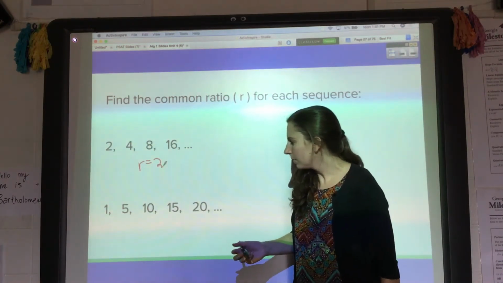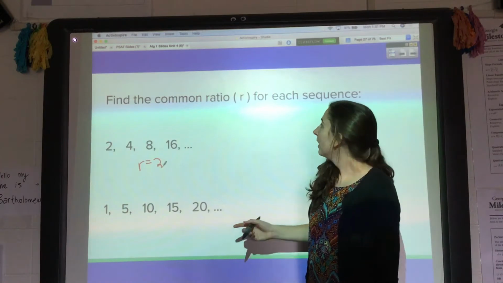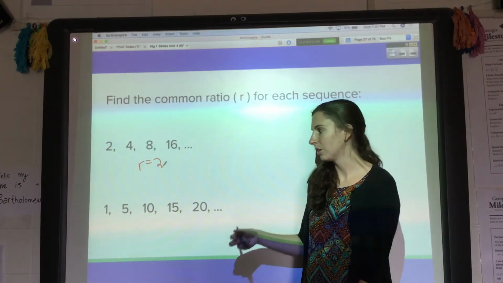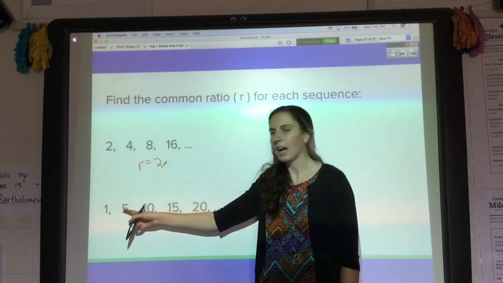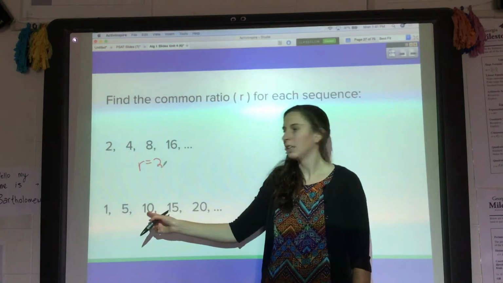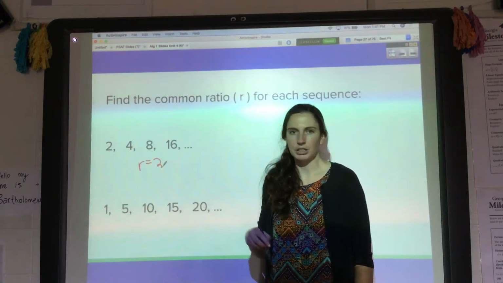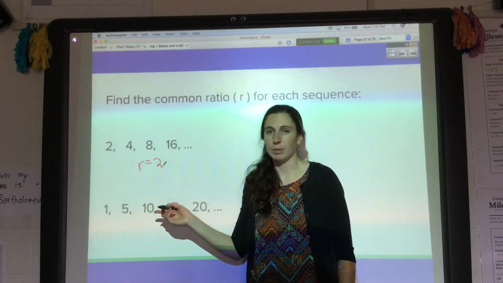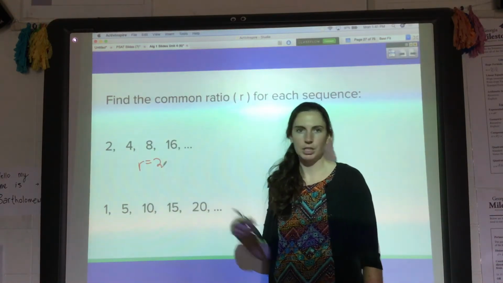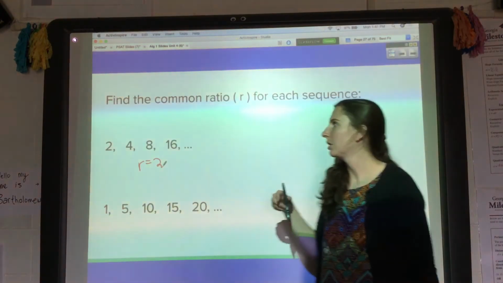And this one doesn't actually have a common ratio. At first it's times 5, but then 5 times 5 is 25, not 10. Then we jump to like adding 5 each time. So this one is actually not geometric, and it's not arithmetic either, because we're not multiplying by the same number each time, and we're not adding by the same number each time.